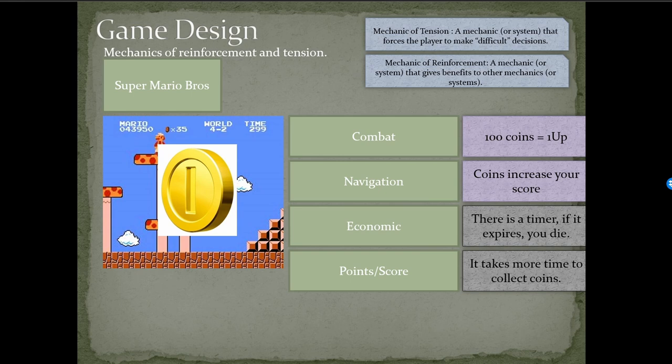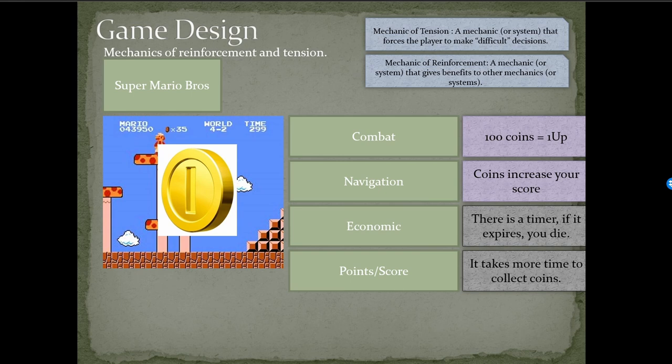What I'm showing you is two reinforcement mechanics and two tension mechanics. So 100 coins equals one up. That's a reinforcement mechanic. You should collect coins because you gain more lives. Coins increase your score. Another reinforcement mechanic. You should try to get all the coins because it increases your score.